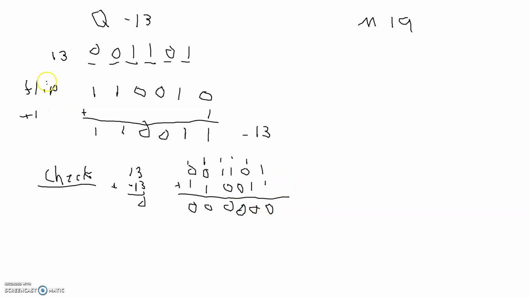So our 13 plus our negative 13, we ended up with 0. So it'll be this piece here: 1, 1, 0, 0, 1, 1. That is going to be our starting value for Q.